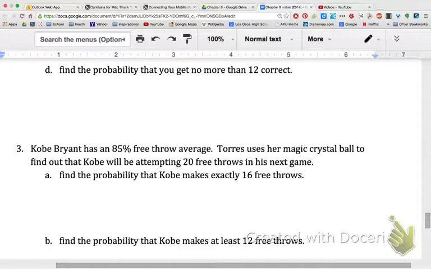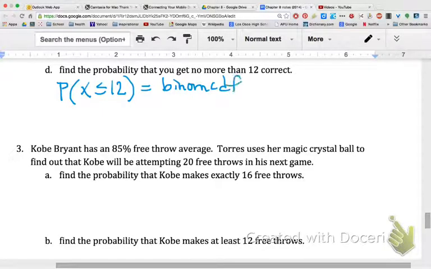And on the last one, I want to find the probability that I get no more than 12. So that would have to be less than or equal to 12. And since I'm accumulating, I'll want to use CDF, and I have to think, since CDF adds from the beginning, from 0 all the way to whatever, are those the ones that I want? And the answer is yes, because I'm doing less than or equal to 12. So I'm going to do binomial CDF.